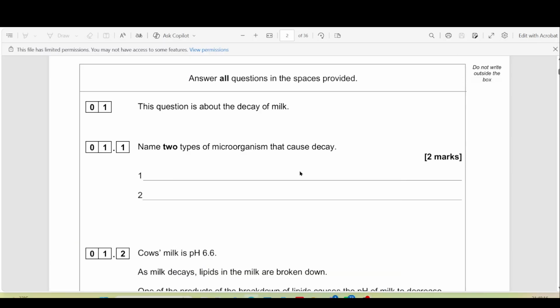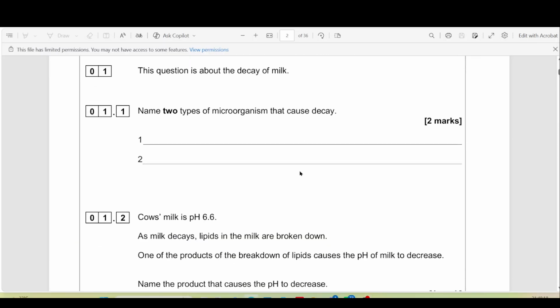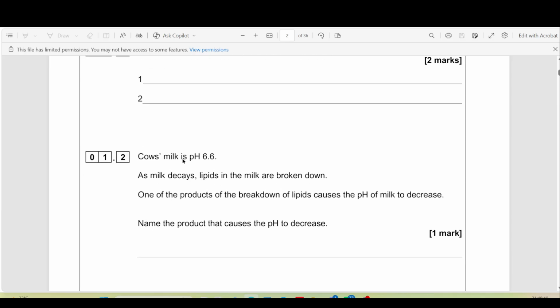Decay milk. Microorganisms that cause decay. Bacteria, yes, bacteria and fungi, yeah, fungus.